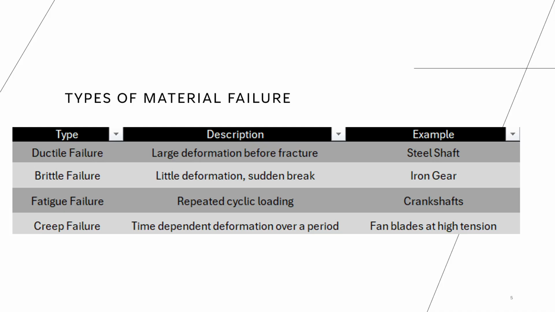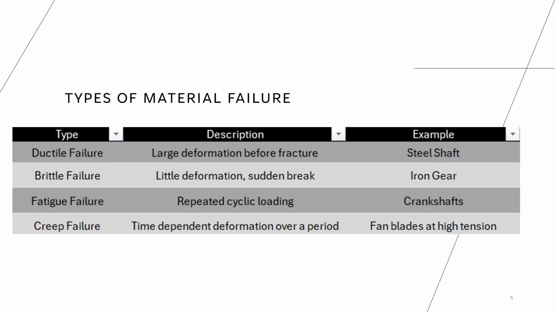Some other specific examples of material failure are ductile failure, brittle failure, fatigue failure, and creep failure. So starting off with ductile failure, this happens when there is a large deformation before a fracture, and this happens commonly in steel shafts. Brittle failure is little deformation before a sudden break, and this can happen in iron gears.